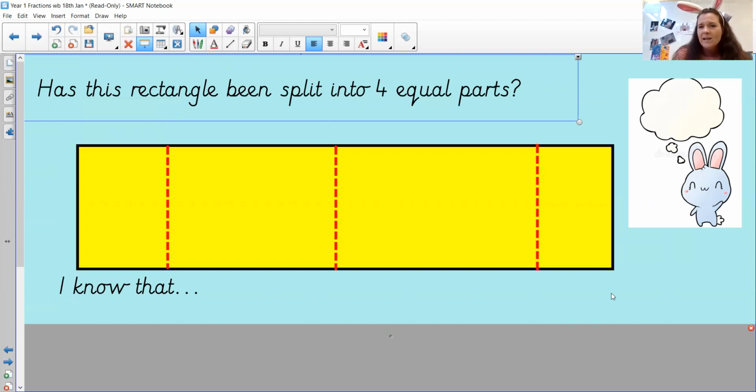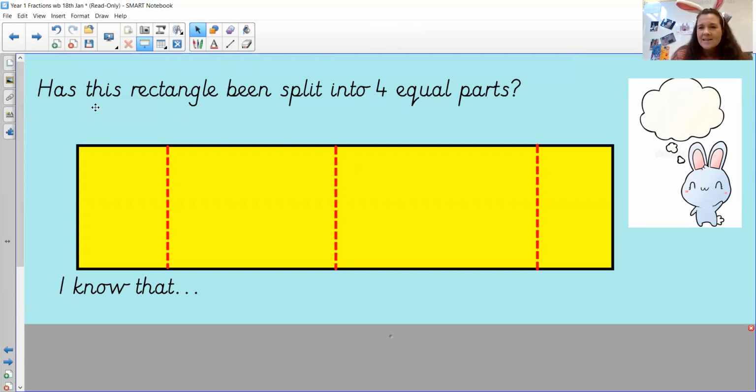Here we go. Here is a question for you. Has this rectangle been split into 4 equal parts? So I want you to pause me and just have a little chat with your grown-up. Has this rectangle been split into 4 equal parts? And if you can, use a sentence that starts with, I know that. Okay, so pause me now, have a little chat about this question. Has this rectangle been split into 4 equal parts?